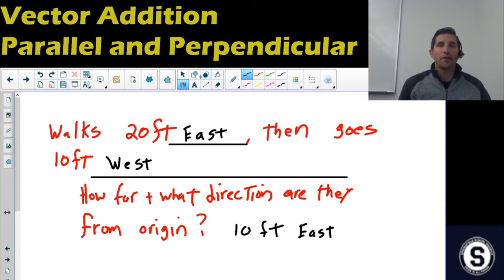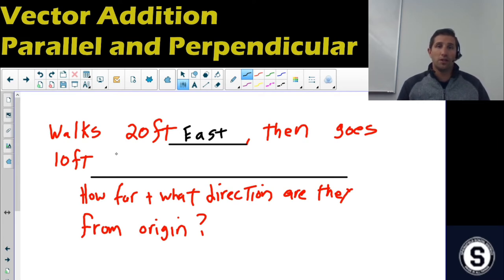Okay, and then the third case would be if they're at right angles to each other. That's the third case that we're going to talk about today. So let's imagine now instead of 20 feet east, then 10 feet west, let's say 20 feet east and then 10 feet north. And the question is, how far and what direction are they from their origin?